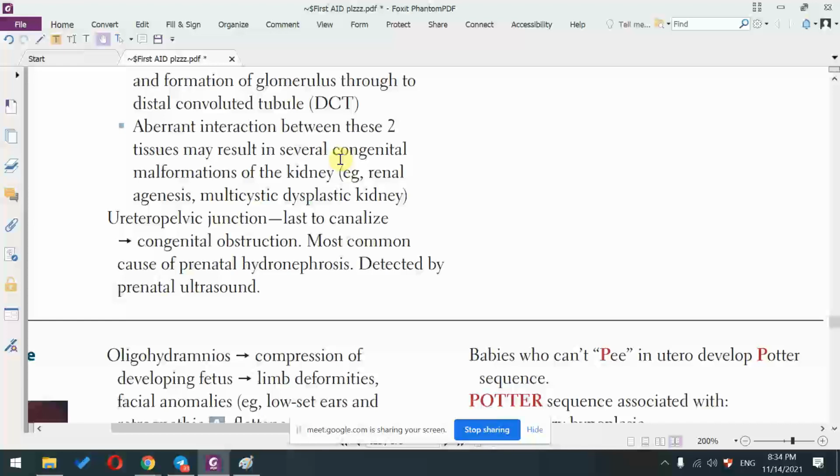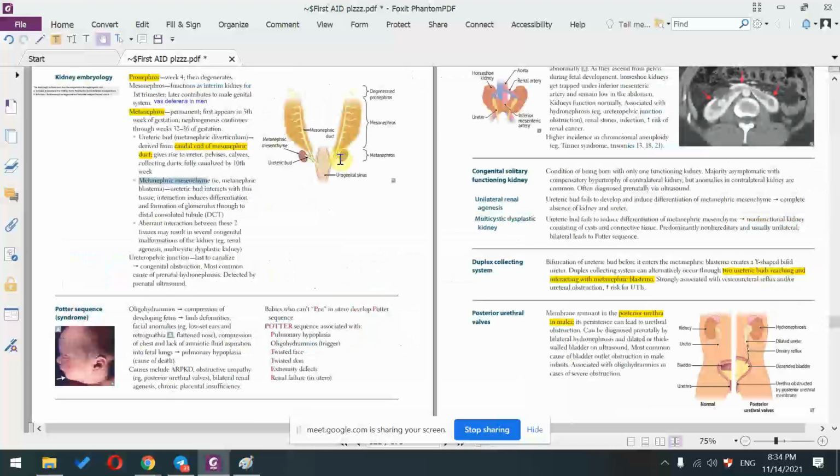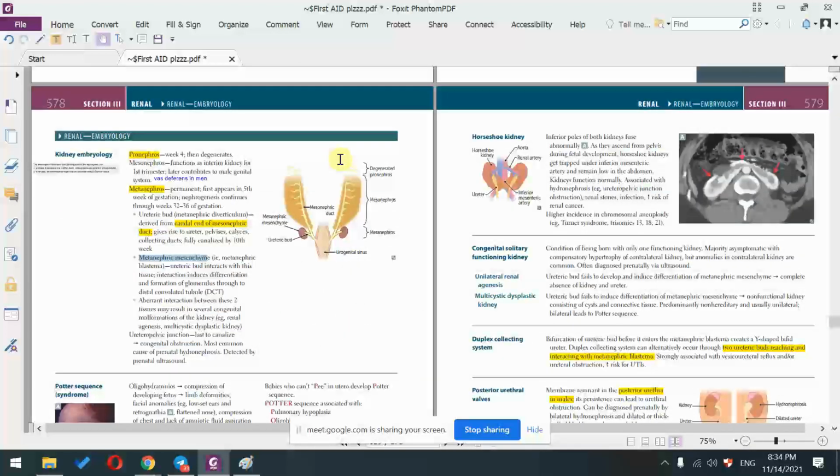Okay, so the next disease now is congenital solitary functioning kidney. What? Well, it goes something like this. Some diseases can happen in the baby and it can end up giving you only one functional kidney. So it is the condition of being born with only one functioning kidney. The majority of the patients are asymptomatic with compensatory hypertrophy of the contralateral kidney, which is the other kidney. So one kidney will be really small and one kidney will be really big. Why? Because it has to compensate. Remember when we spoke about cellular adaptation?